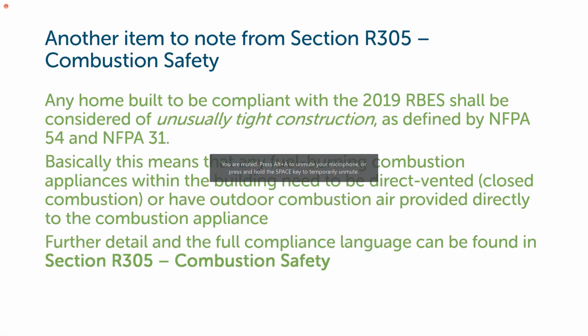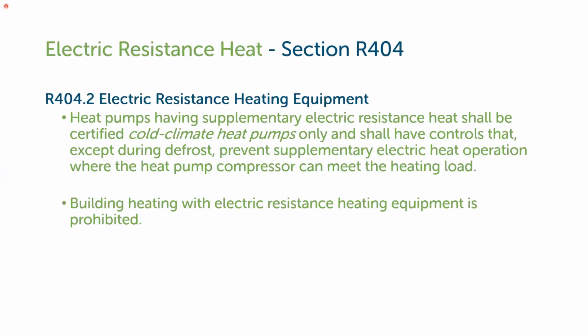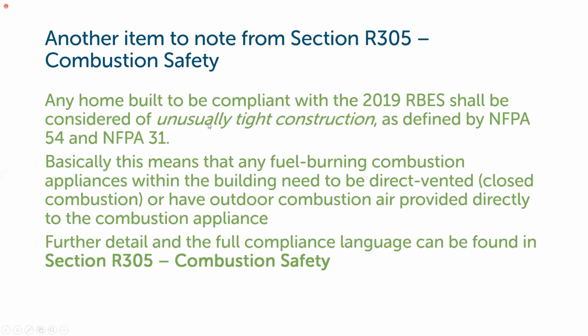So that's just the basis of thinking and requirements around design for loads for the building. Another section to note from section R305 is that any home that's being built compliant with the 2020 RBES is considered as of unusually tight construction as designed by the national fuel standards. So basically this means that any fuel burning combustion appliances that are in a building need to be direct vented or have combustion air provided to that appliance. We can't just use atmospherically vented chimneys anymore, but that's pretty much a no-brainer because that's the equipment option that we have available to us now.